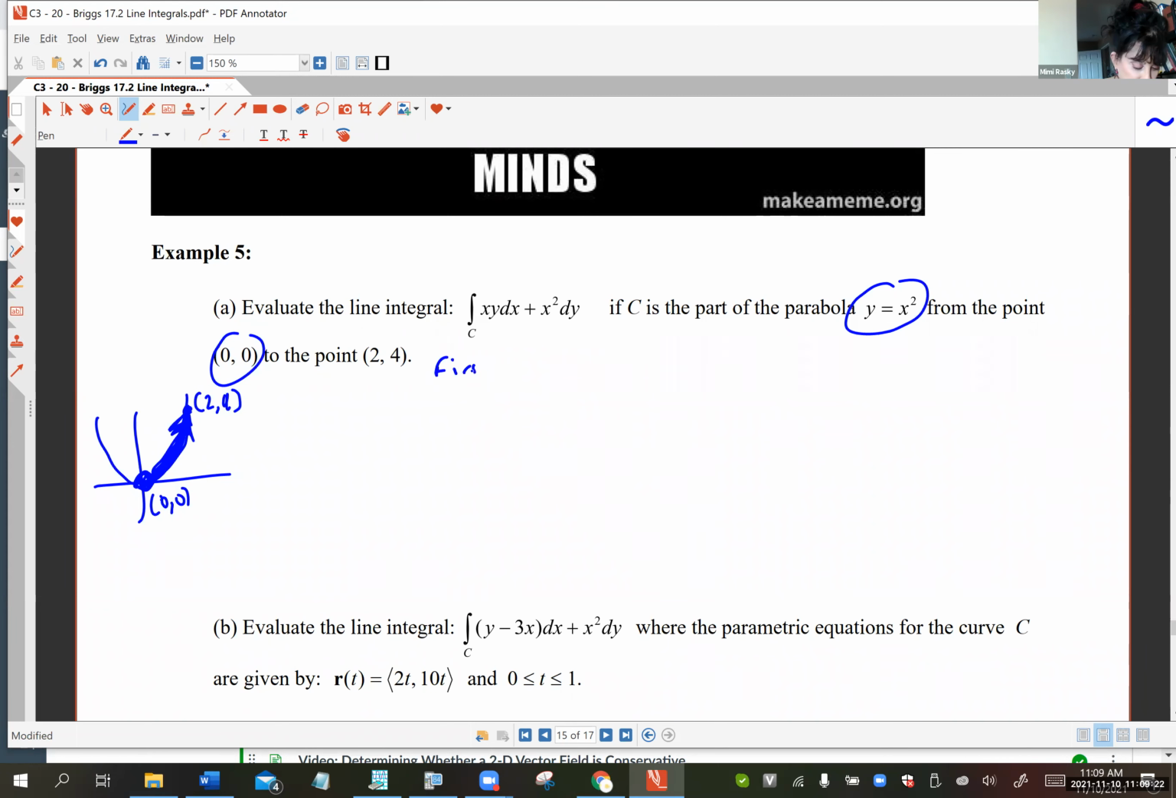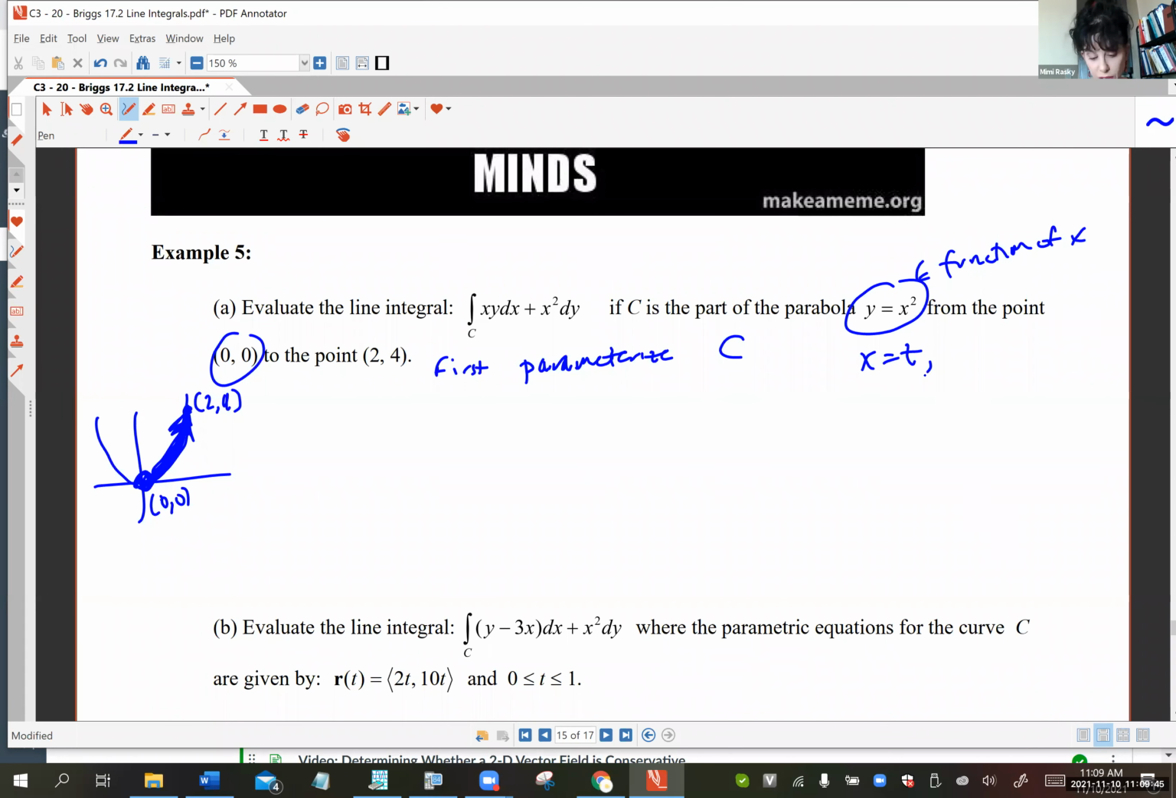So first, parameterize, say that fast 3 times, parameterize C. And I already taught you how to parameterize functions of x. Don't act like you don't know what to do. We went over this like 2 months ago. Since this is a function of x, you let x be equal to t.